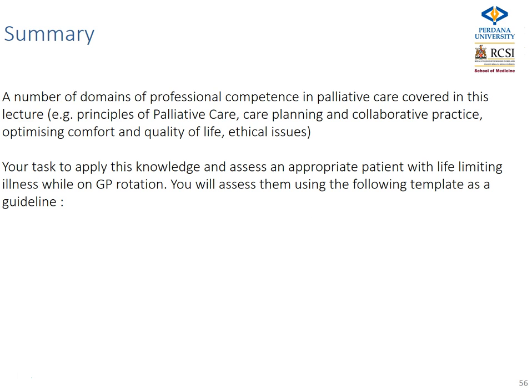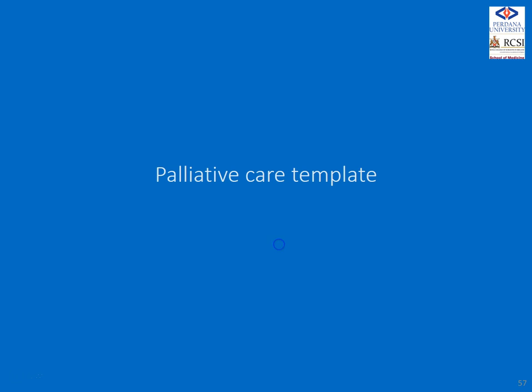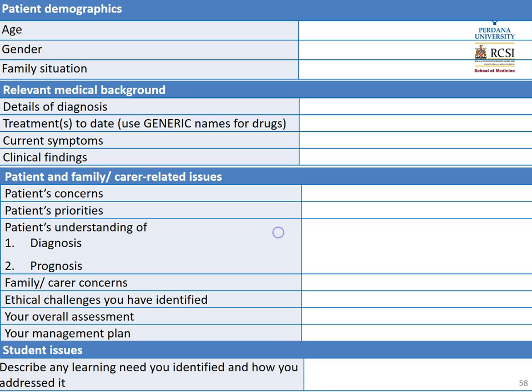A number of domains of professional competence in palliative care were covered in this lecture. Your task is to apply this knowledge and assess an appropriate patient with life-limiting illness while on the GP rotation. And then you will assess them using the following template. So this is the template used for your palliative care assignment, which you will present also in week 7, and you will also upload as part of your portfolio of assignments.